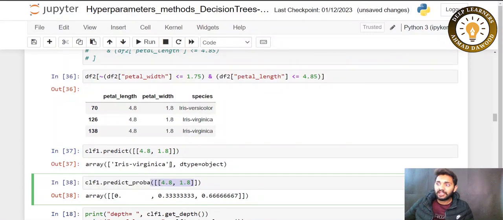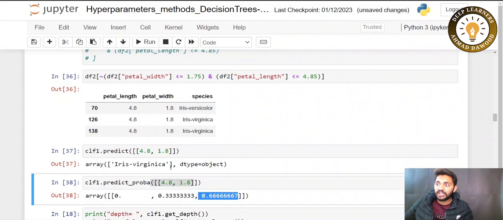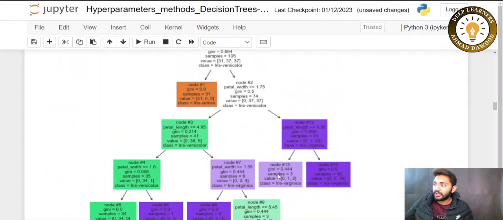So that's why there is a higher percentage chance of Virginica, so that's why it has predicted Virginica. How are these probabilities calculated? The probabilities are calculated in this way.